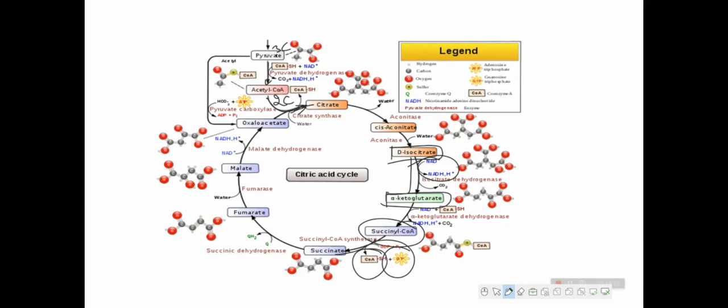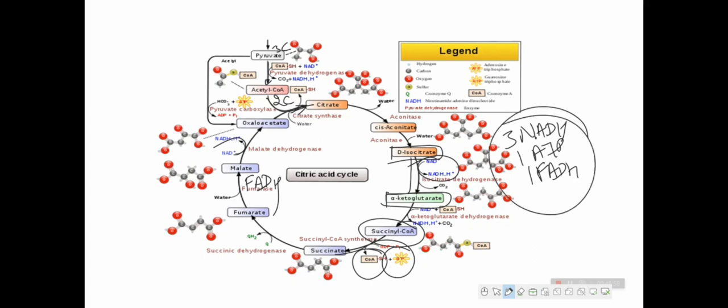During the conversion of fumarate to malate, one FADH2 is released. And during the conversion of malate to oxaloacetate, one NADH is released. So the overall production is 3 NADH, 1 ATP and 1 FADH2. A huge amount of energy is released here.